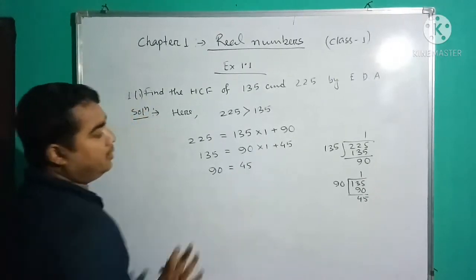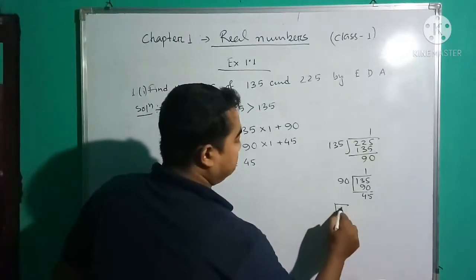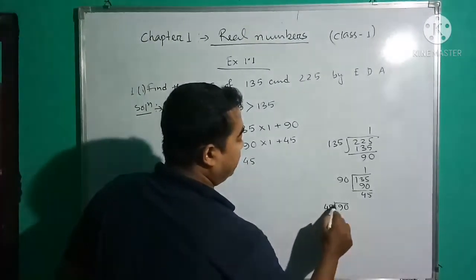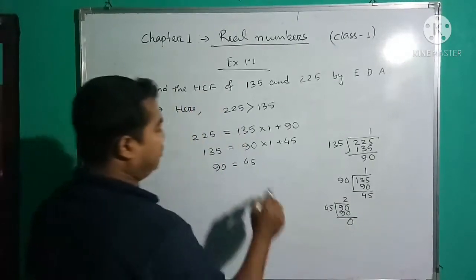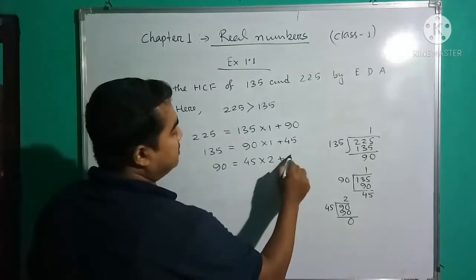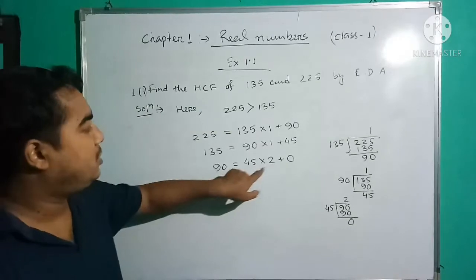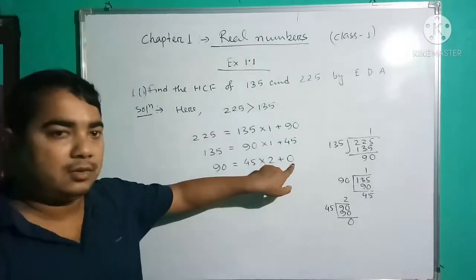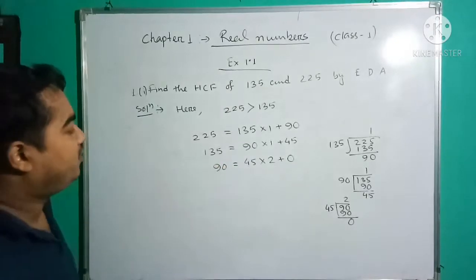Now divide 90 by 45. 45 to the 90, remainder 0. 45 how many times? 2 times, and remainder is 0. See, we got remainder 0. If remainder is 0, that is called the last line. Okay. Now we got the HCF is 45.